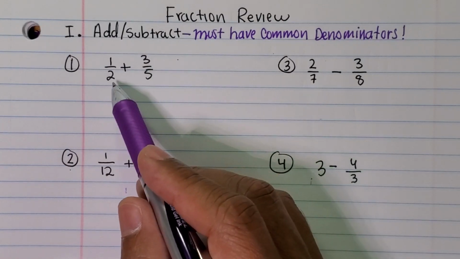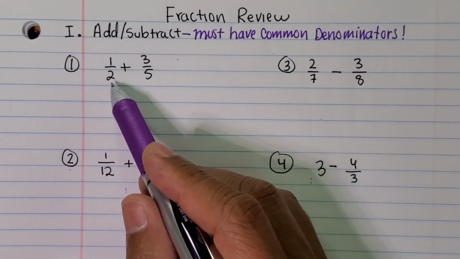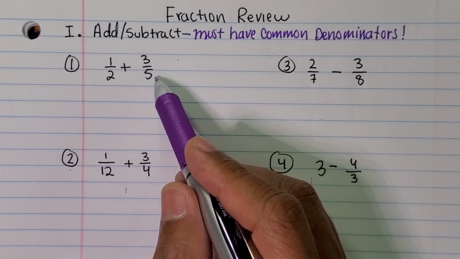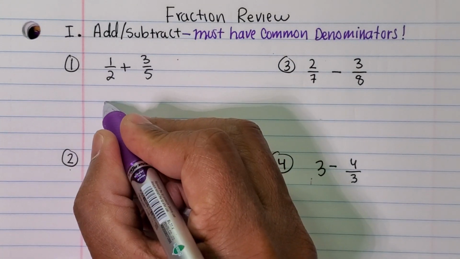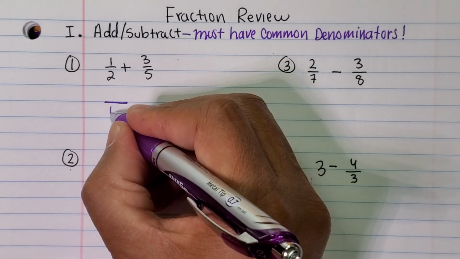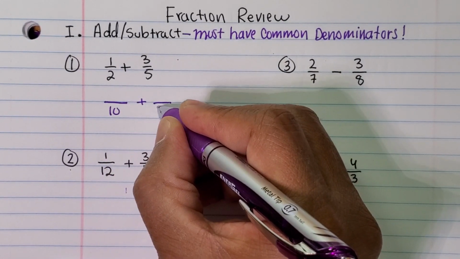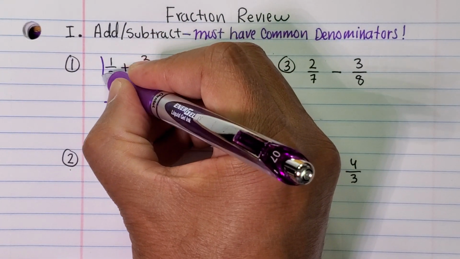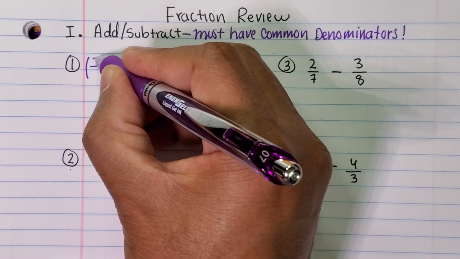But I know that if I multiply 2 times, let's say a number, and I multiply 5 times another number, I can end up with the same denominator. The question is, what are those numbers? So the denominators are 10, and you'll see how in a moment. And I think some of you already got it. So what number do I multiply this 2 by to give me a 10? The answer is a 5.